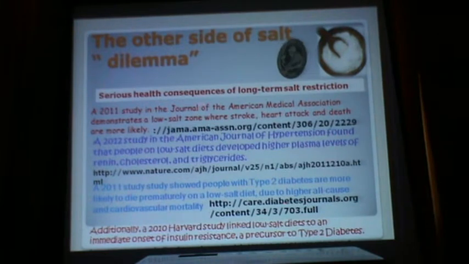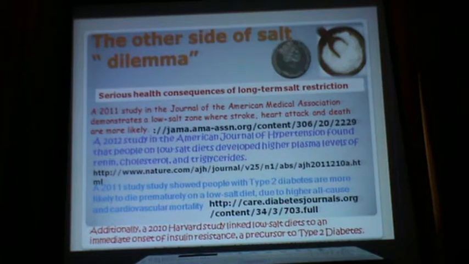A 2011 study in a reputable journal, the Journal of the American Medical Association, stated that with low salt, stroke, heart attack, and death are more likely. And I did you a favor, I brought you the direct link to it. Just click on this and it will bring the paper immediately to certify this. Also, a publication this year in the American Journal of Hypertension found that people on low salt diets developed higher plasma levels of risky hormones or biochemical substances like cholesterol and triglycerides.